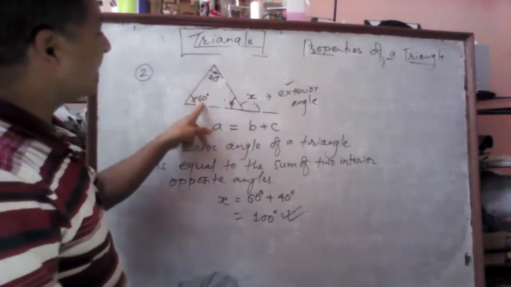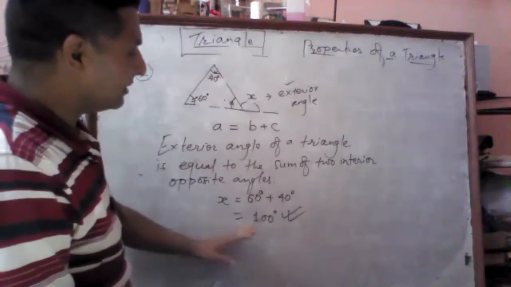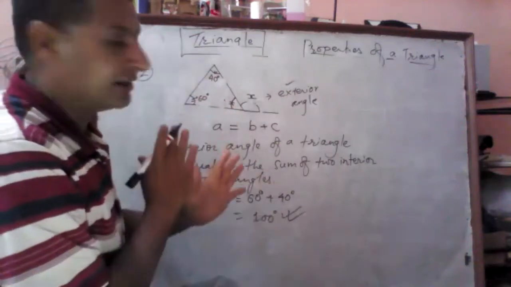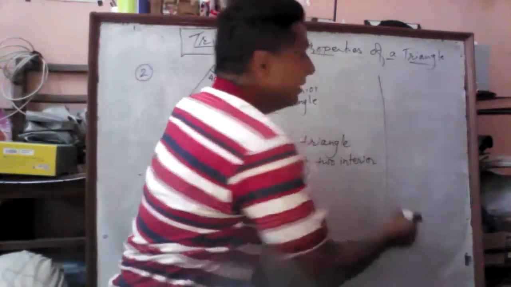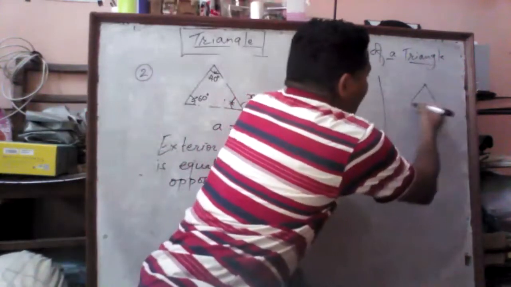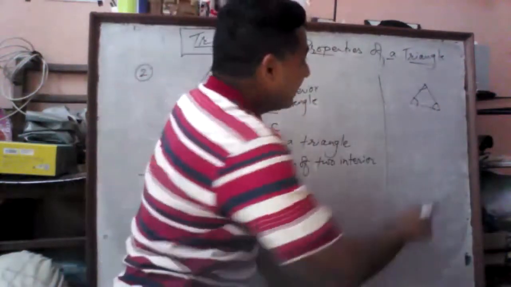Similarly, if one of these angles is unknown, we can use the same idea, same logic, same relation and calculate it. Similarly, in property number one, what we want is the sum of three angles of a triangle is always 180 degrees.